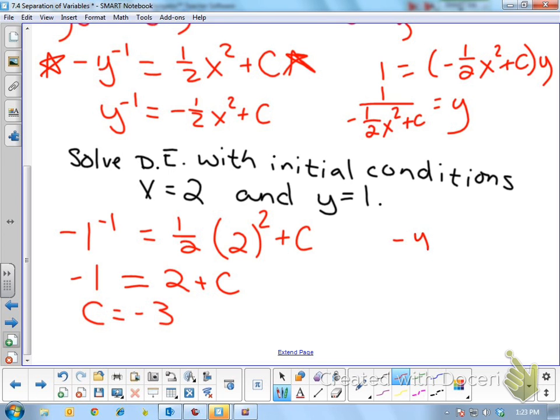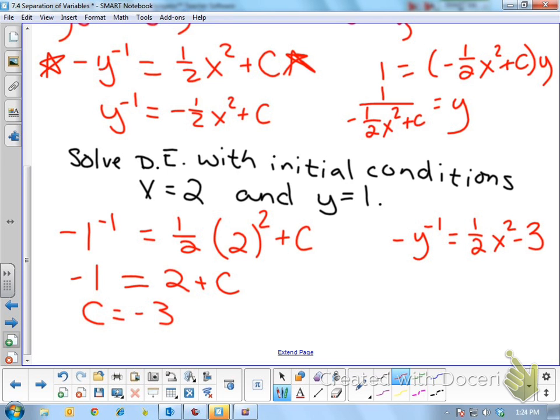So we get negative y to the negative 1 equals negative 1/2, nope, positive 1/2, sorry, x squared minus 3. And then you would go through all the algebra. So on most of them, we're actually going to find c first, and then do the algebra to get y alone. So we're going to find c first, then get our final answer by isolating y.